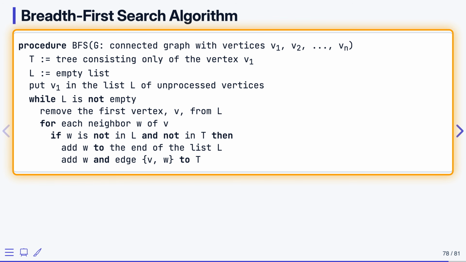Look at the two ends of the list. We always take dots from the front, and we always add new ones to the back. That is what keeps the search moving level by level.